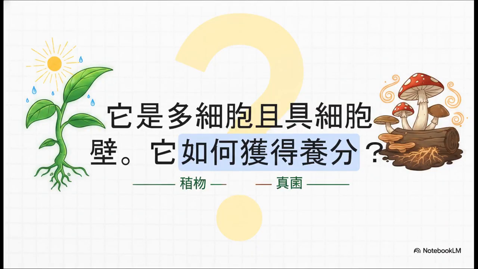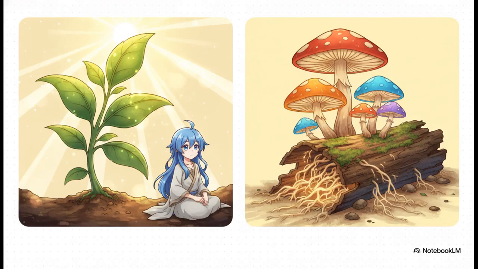Now we reach a fork in the road that confuses people all the time, separating plants from fungi. If an organism is multicellular and has a rigid cell wall, we have to ask a crucial question: how exactly does it get its nutrients? Plants are self-sustaining solar chemical factories. They're autotrophs, meaning they use photosynthesis to literally make their own food from sunlight, and they build their cell walls out of cellulose. Fungi, on the other hand, like mushrooms or mold, are nature's ultimate recyclers.